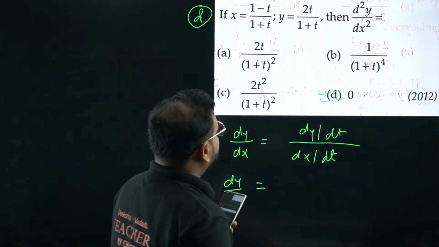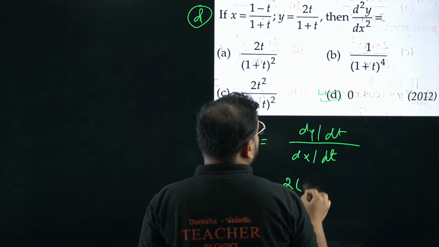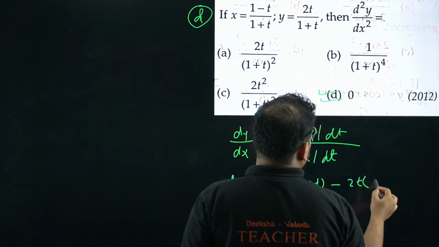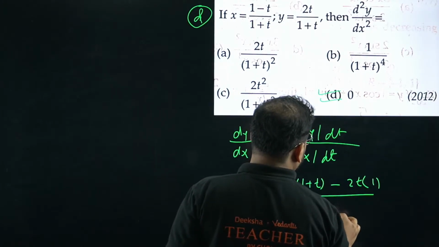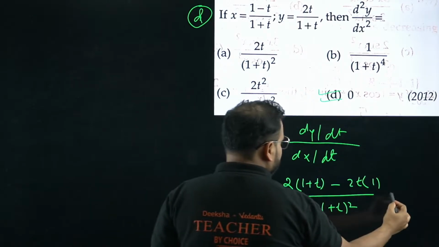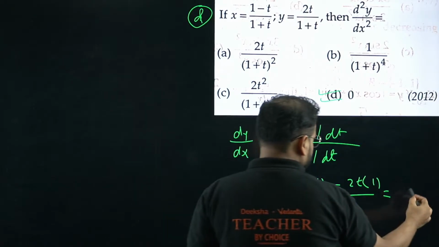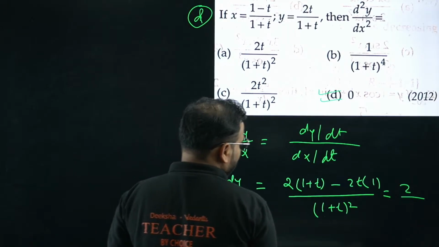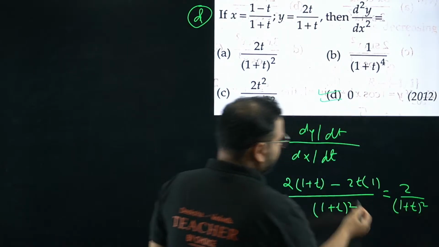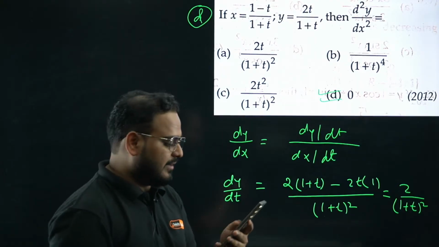For this, you're going to get 2, keeping this part as it is, 1 plus t, minus sign will come, keeping 2t as it is, and I'll have 1 over here, divided by 1 plus t the whole square. Please check. If you simplify this, you're going to get 2 by 1 plus t the whole square. Correct? Because 2t and 2t will cancel. You'll have only 2 left.